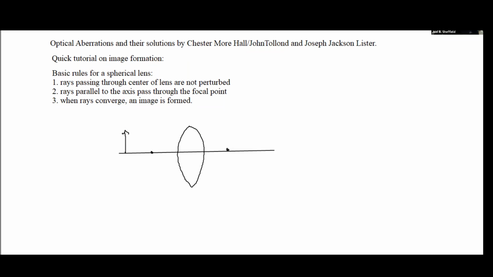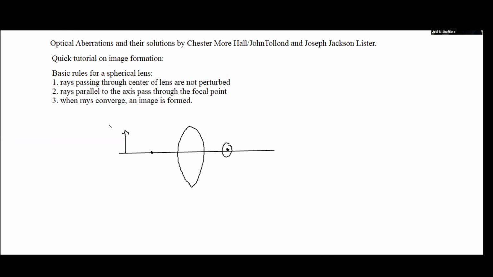So I want to start by reviewing the basic ideas of how you form an image in a microscope. And this is really as simple as possible. And so let's go for it. The important thing to know about, first of all, is that if you have a simple convex lens like this, that lens has what's called a focal point. And the focal point is defined as the spot to which parallel rays of light are brought.